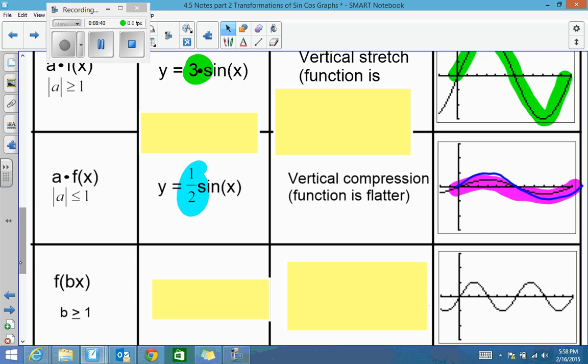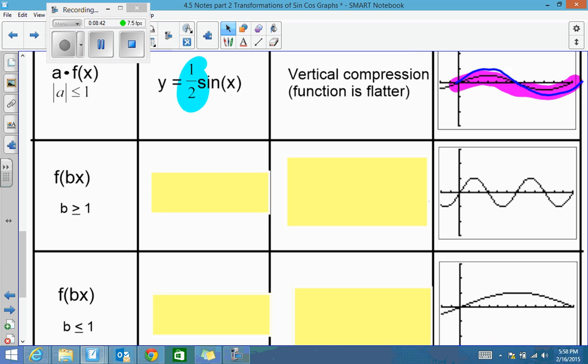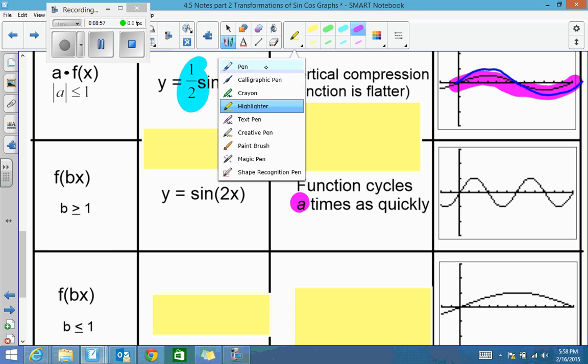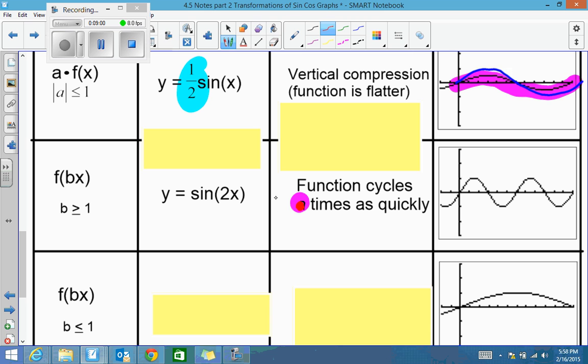If we look at the b value, which we call the period, affecting the period, sine of 2x means the function cycles through b times as quickly. So again, sorry about this, a little typo in the notes. This should be b times as quickly. So if our b here is 2, it means it cycles 2 times as quickly. So instead of getting through one cycle from 0 to 2 pi, this is getting through 2.